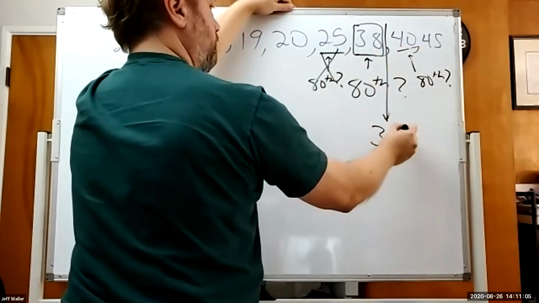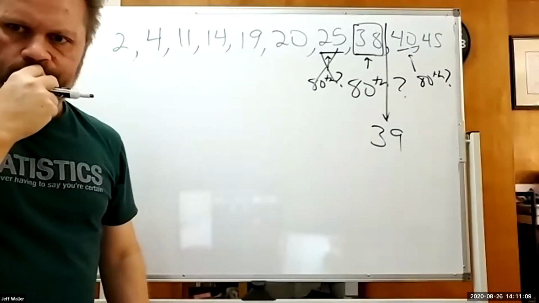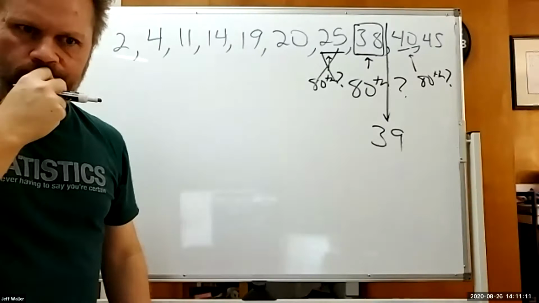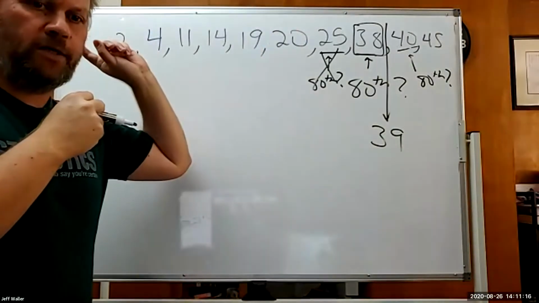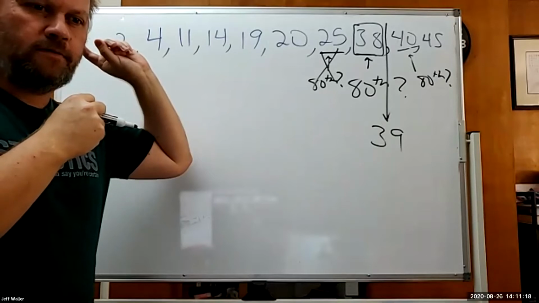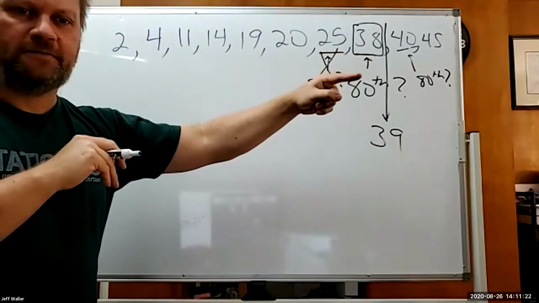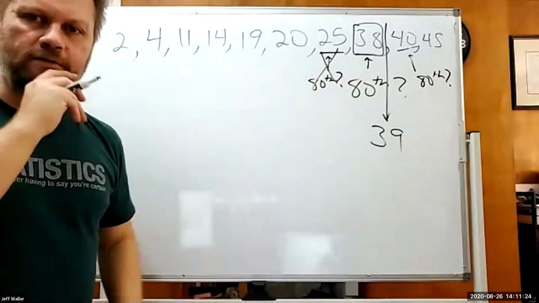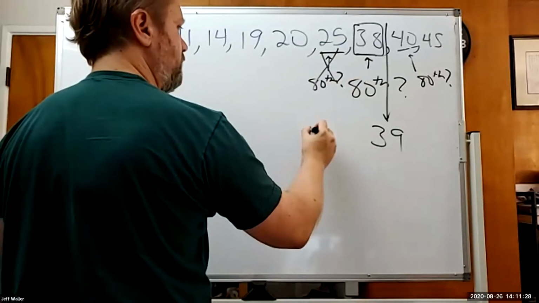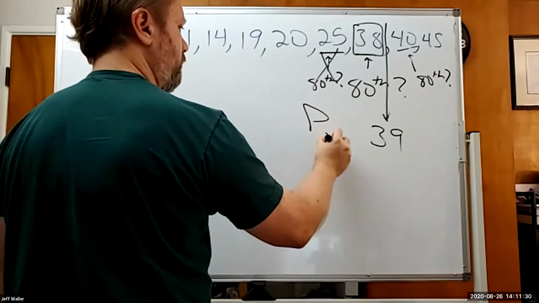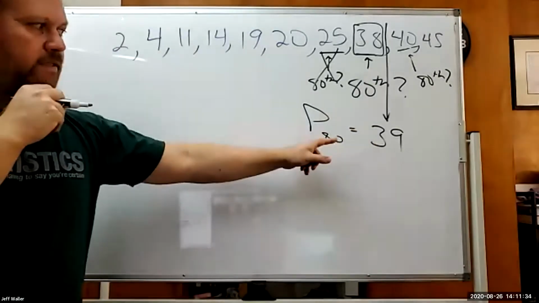So the number 39, how many data points are below it? 8. So 80%. How many data points are above it? 2. So 20%. So 39 is the 80th percentile, and here's the symbol for it: a big P with a little 80. That symbol means 80th percentile.